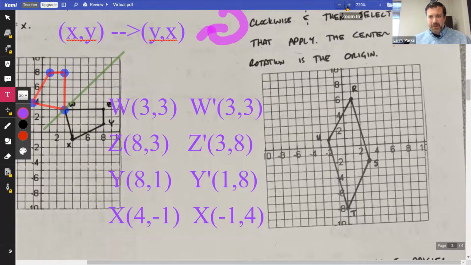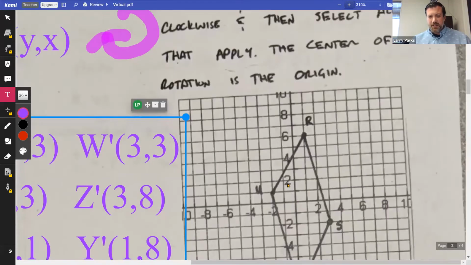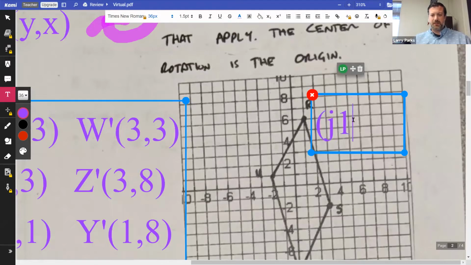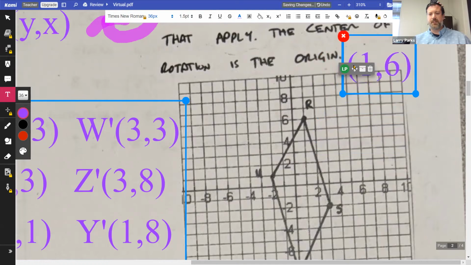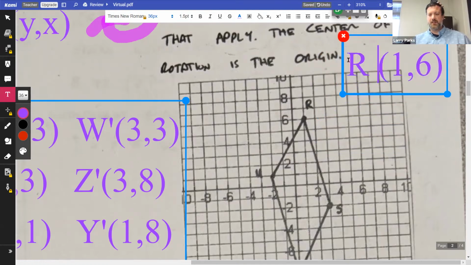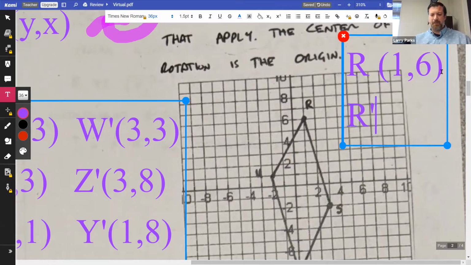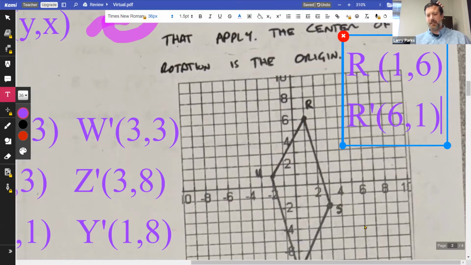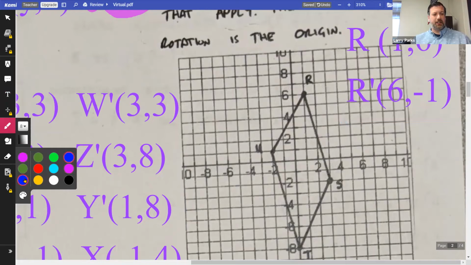So this point is, zoom in, this point was 1, 6. That's R. And so when you rotate that, that becomes 6, 1. And then remember, so it's coming over here in this origin, everything's positive, negative. So that should be 6, negative 1. So I would go from here, that point ends up here.